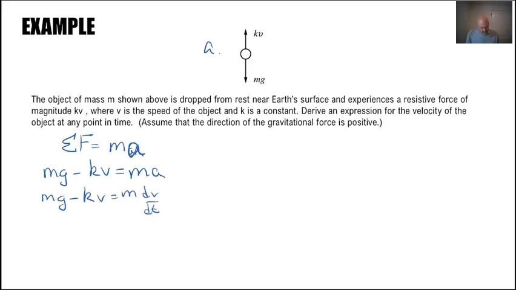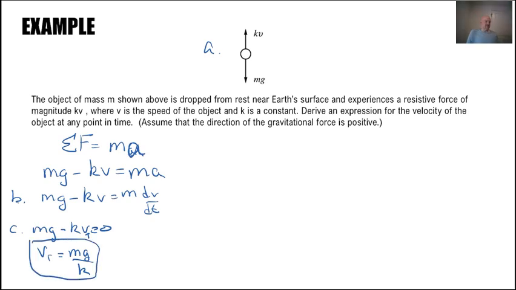So here is your differential, right? So this would be your part B answer. Now they don't ask for it, but part C would be your terminal velocity. So that's where mg minus kv would equal 0, and we call this vt. And so we solve it, and you end up with vt equals mg over k, right? So that would be our expression for terminal velocity. Keep that in mind because it may show up later.